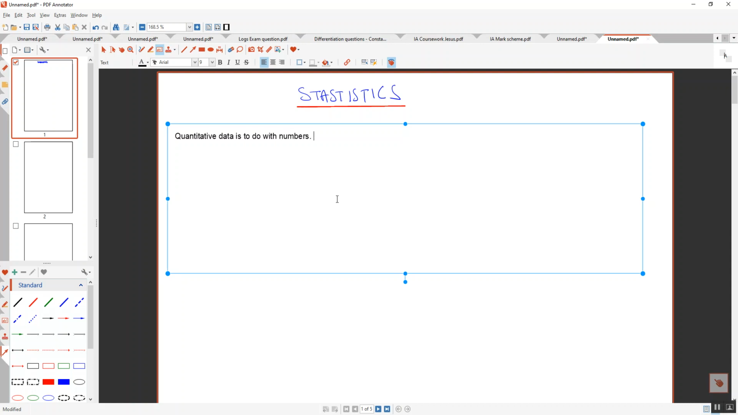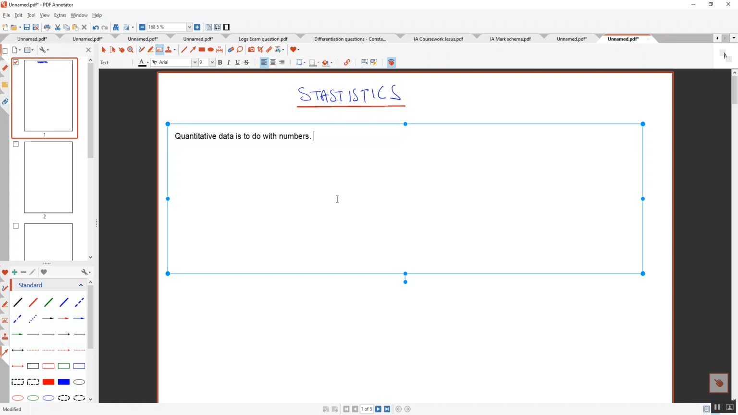So there's two different types of data that you can have. There's qualitative data. Qualitative data would be like if I was going to interview students to find out their reaction to uniforms, okay? So that's me getting their opinions about it. That's called qualitative data.